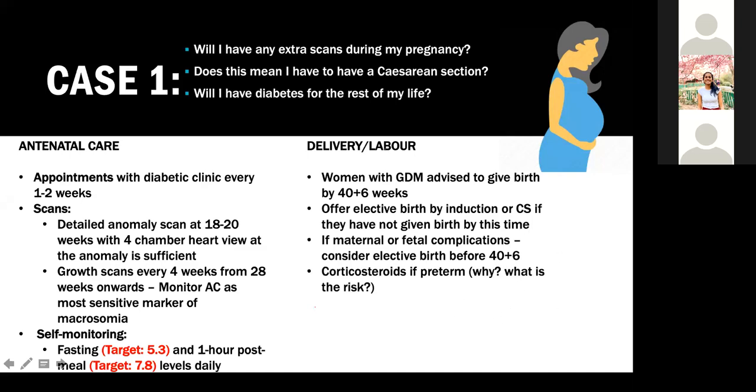So we've already mentioned why you'd give corticosteroids a few times before. So it's for fetal lung maturity. What is the risk of giving corticosteroids in someone with pre-existing diabetes or GDM? What should we really closely monitor if you're giving someone corticosteroids? BMs, perfect, good. That's just something to remember with corticosteroids.